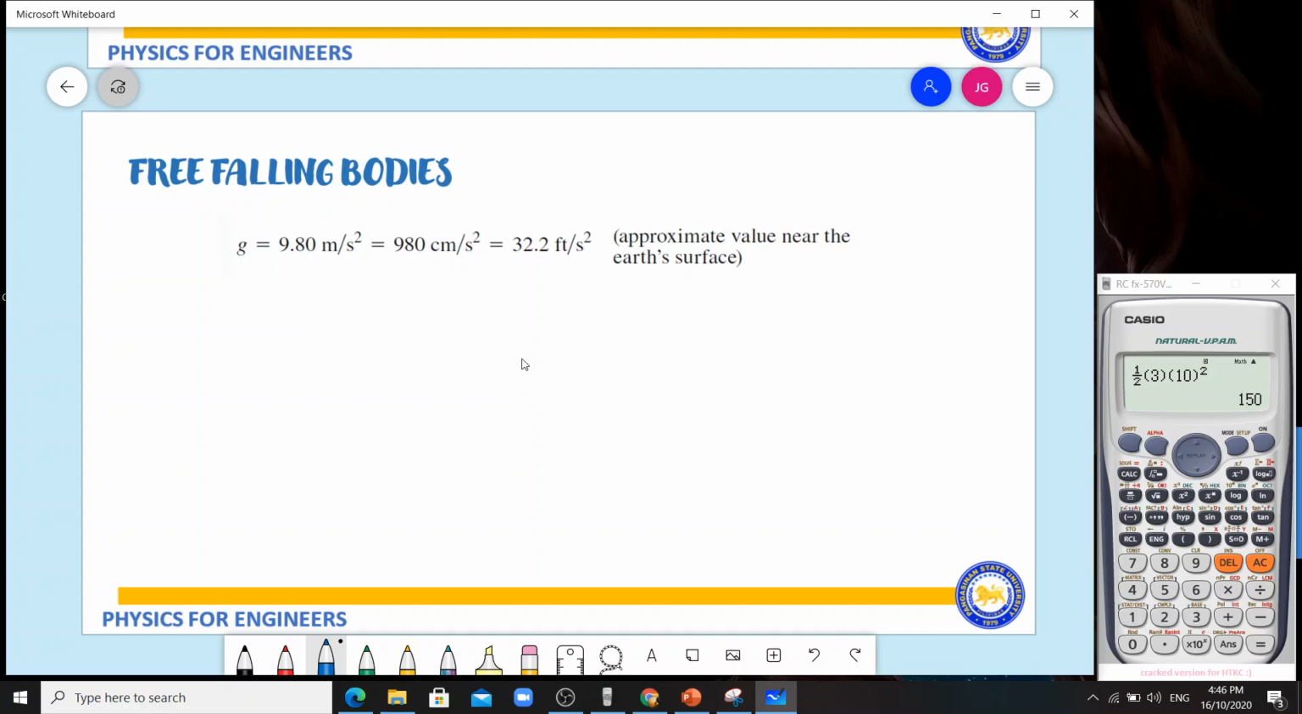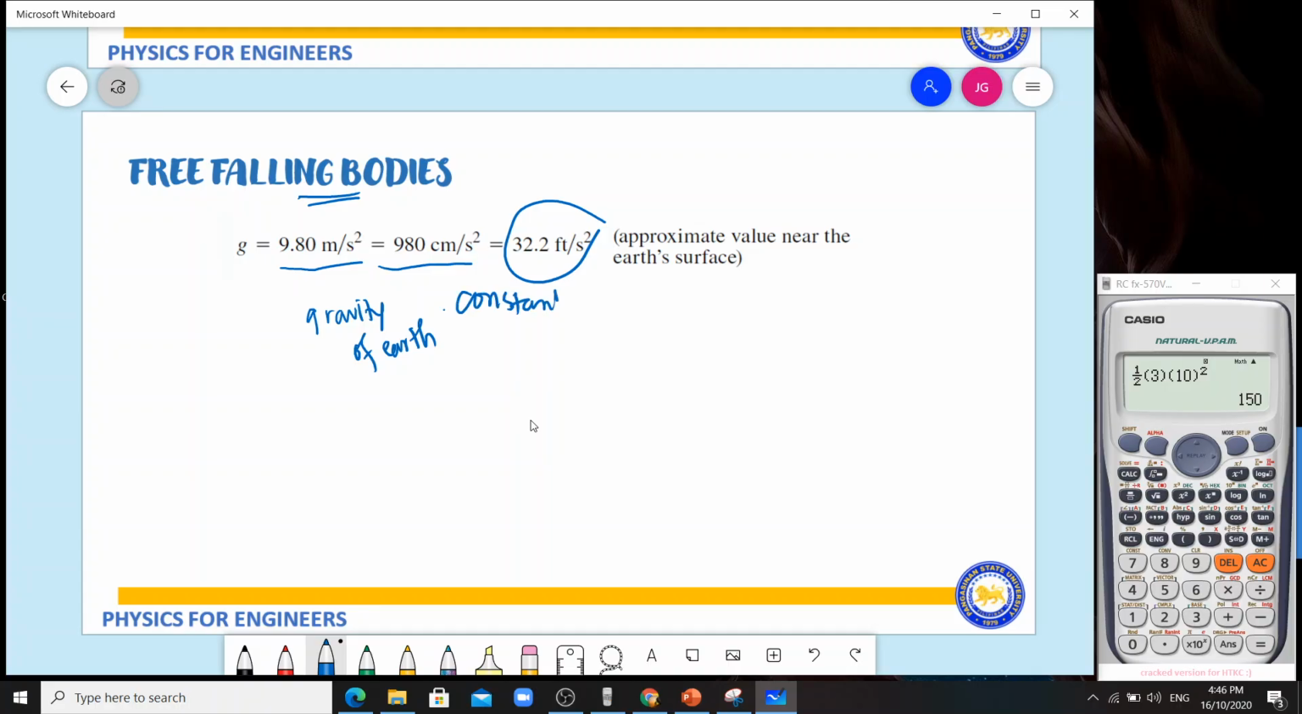So, when we say free falling bodies, the acceleration here is 9.8 meters per second squared. That is the gravity of the Earth. Okay? In SI, 9.80 meters per second squared, or 980 centimeters per second squared, or in English, 32.2 feet per second squared. Now, in free falling bodies, the formulas we discussed last time are still applicable, since it is a free falling body and the acceleration, or the gravity of the Earth, is constant.